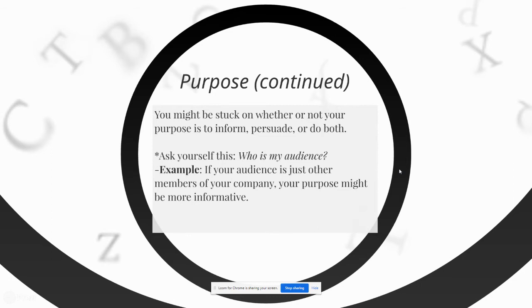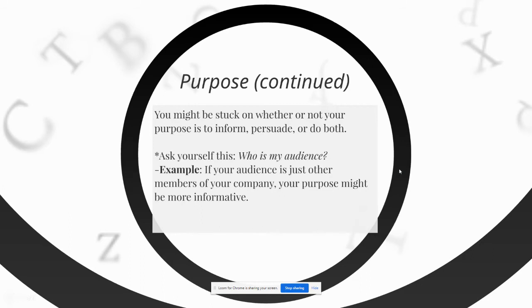So ask yourself this question: who is my audience? Example, if your audience is just other members of your company, your purpose might be more informative. One topic a student did in the past was they represented a company and they sent a monthly newsletter about new rules being enforced for the company. That's just informative because it's saying, hey, these are the updates, just so you're aware.